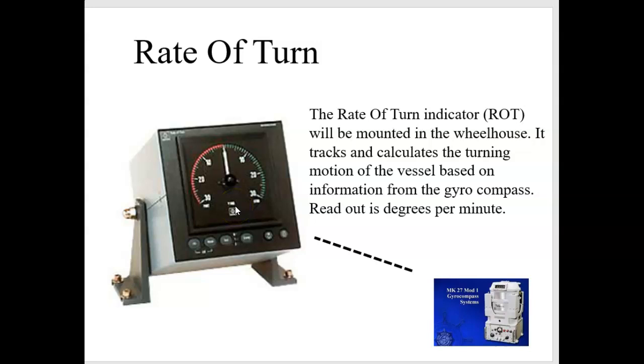This is reading out, it's getting information from the gyro, how fast, how much of a course change you're having, and it reads out in degrees per minute. If you had a rate of turn on a vessel of 10 degrees per minute, that would be an indication that it would take 36 minutes. 10 times 36 is 360 degrees. It would be 36 minutes to make a full circle. If you had a rate of turn of 20, it would be 18 minutes.